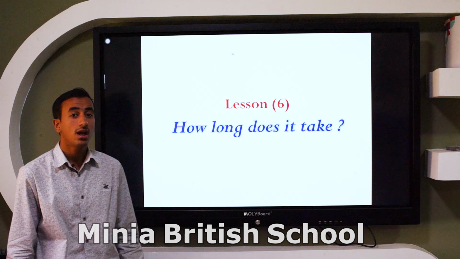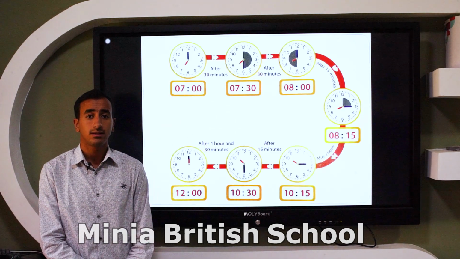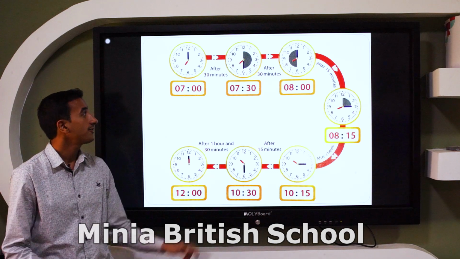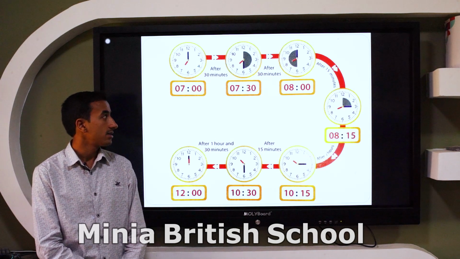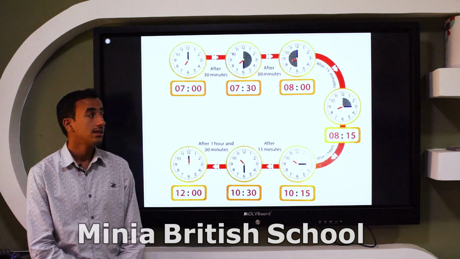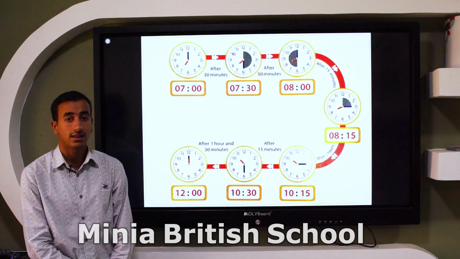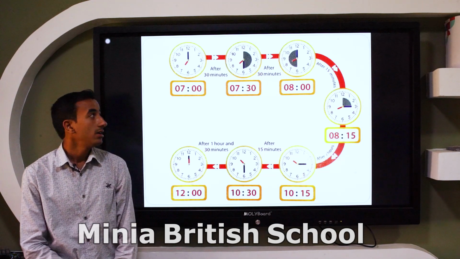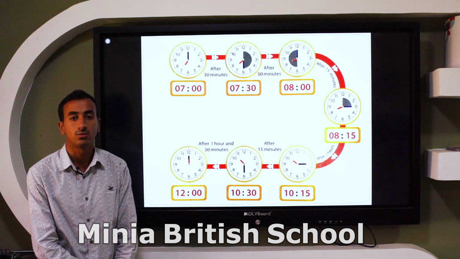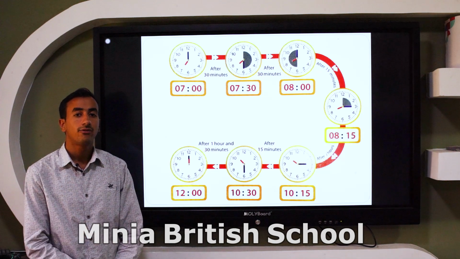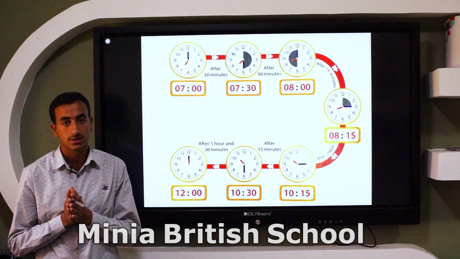As an example, I wake up at 7 o'clock in the morning, and after 30 minutes I take my breakfast. I take my breakfast at 7:30, at 7 hours and 30 minutes. Okay, so the elapsed time here is 30 minutes, from wake up to taking the breakfast.